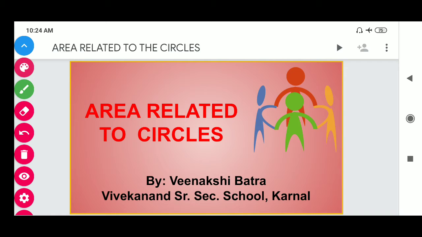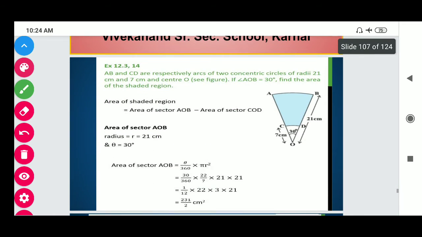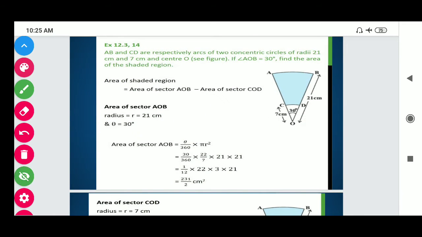Good morning, dear students. Students, we are doing the chapter Area Related to Circles, and this is the last lecture of this chapter. We are left with only 3 questions of the last exercise, 12.3. So, students, let's start with question number 14.